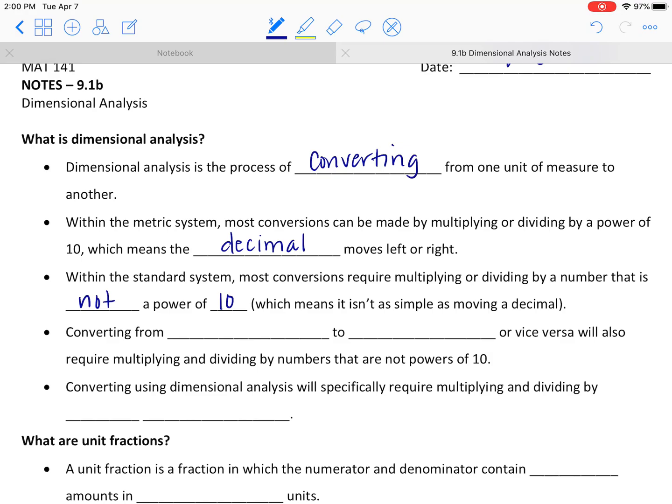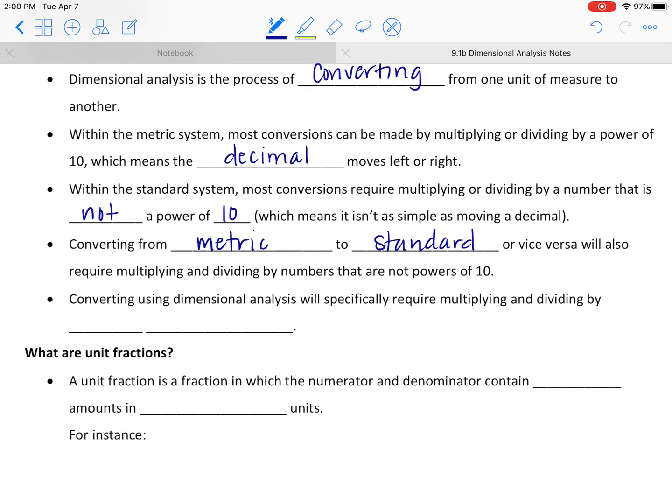So if we're going to be converting just within the standard system, or from metric to standard or standard to metric, the multiplying and dividing will be by numbers that aren't powers of 10. It's not a simple move of the decimal to make the conversion.